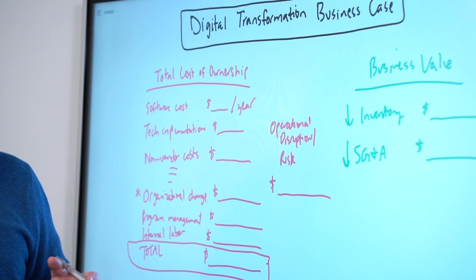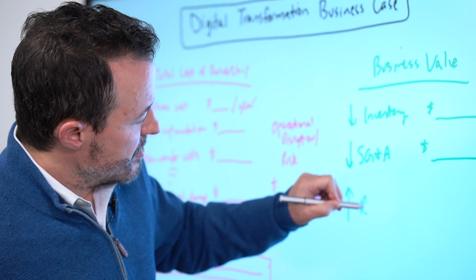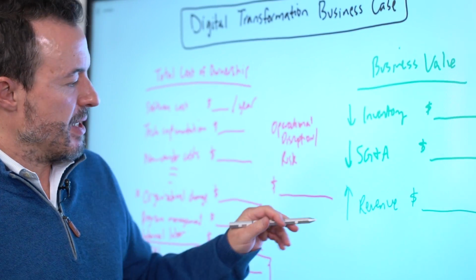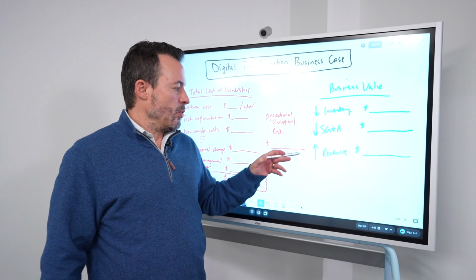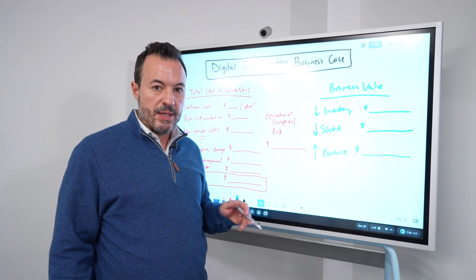Another common business benefit you see with digital transformation is increasing revenue. So by having a better handle on inventory, by being able to automate some of our sales processes, provide better information to our sales team, we are likely to increase revenue too. So we want to understand what is that potential impact on revenue.